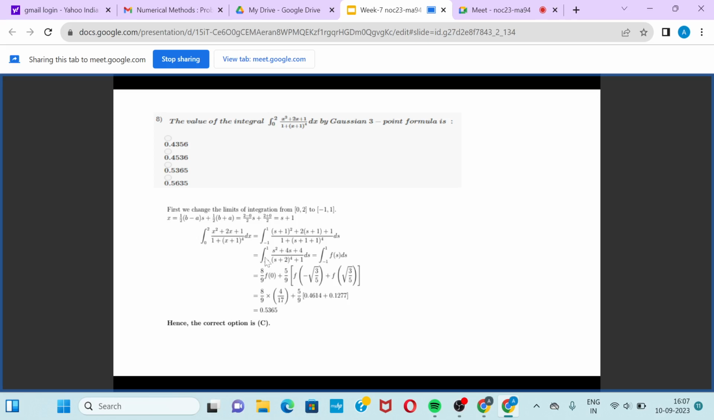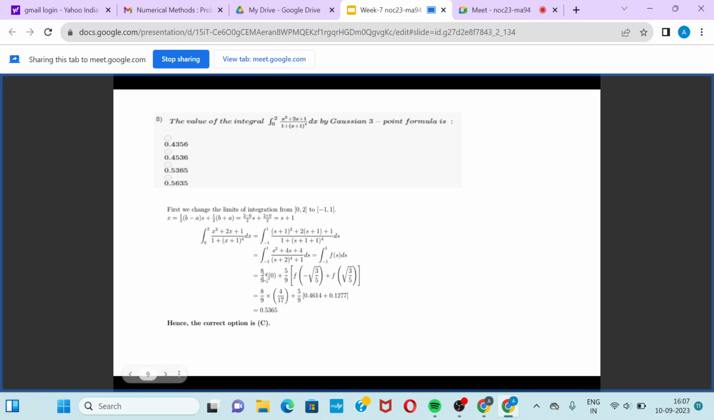Okay, so if we get this, then this is equal to what? It is similar to this f of x, so we can write here f of s. So this will be the integral from minus 1 to 1 of f of s ds, right? Now, as it is in standard form, we can apply the Gaussian 3-point formula.